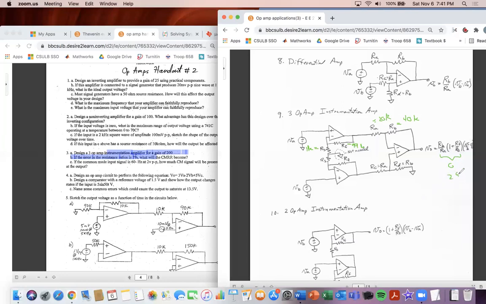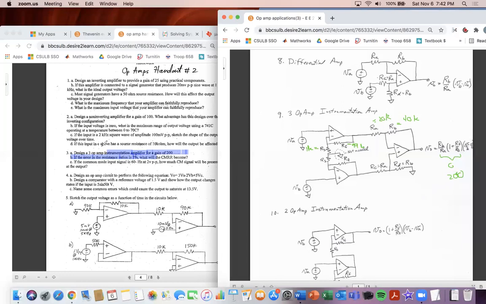So let me just do 200 here, and then multiplied by the voltage difference between the two, VB minus VA. And so to get our gain of 200, these are the resistor values. You could pick any that just give you 200. Just make sure to stay in the 1K to 1 mega ohm range.